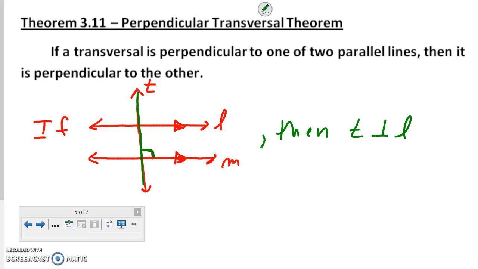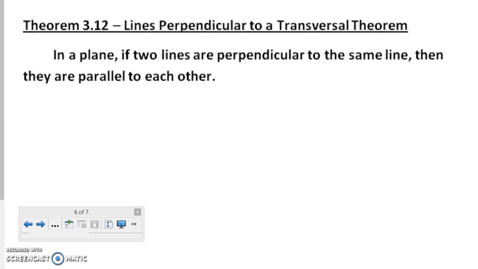Right? And we can actually prove this using corresponding angles postulate. If I know this is a right angle, then I know up here also has to be a right angle, because they would be corresponding angles. But this perpendicular transversal theorem states that if a transversal is perpendicular to one of the parallel lines, it must be perpendicular to the other parallel line.